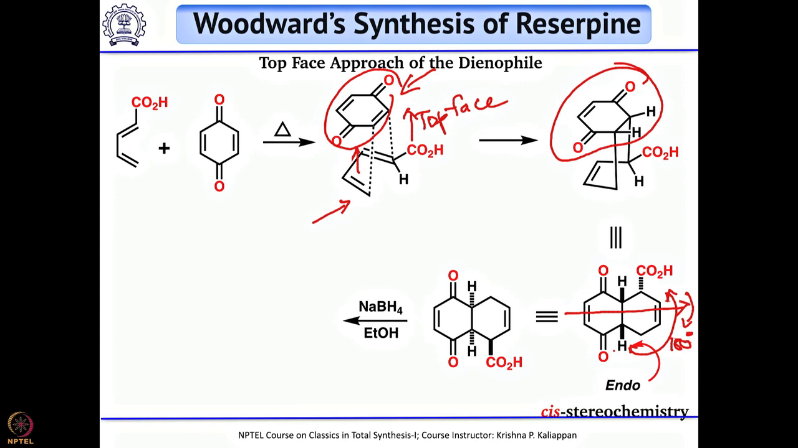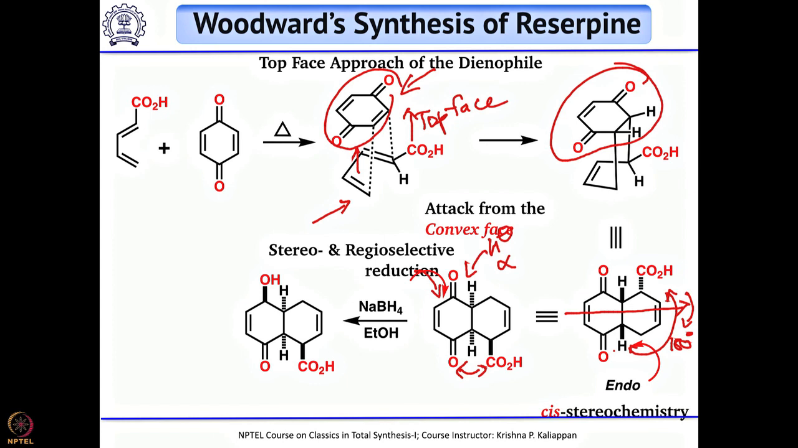Now, he treated it with sodium borohydride in ethanol. There are two carbonyl groups, and this carbonyl group will have hydrogen bonding with the carboxylic acid. So, obviously, one can selectively reduce this carbonyl group. And I already told you, here only the convex face is more open. So, the reagent will come from the convex face. That means the hydride will be delivered from alpha. When the hydride is delivered from alpha, the alcohol will be beta. So, what you get is the beta alcohol.